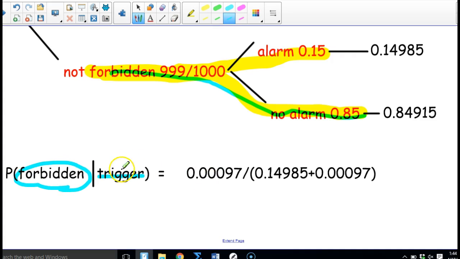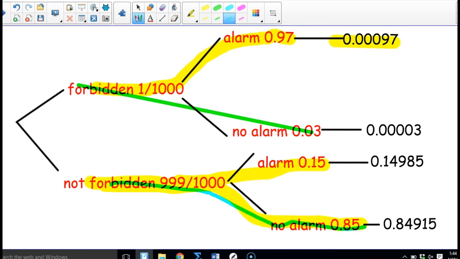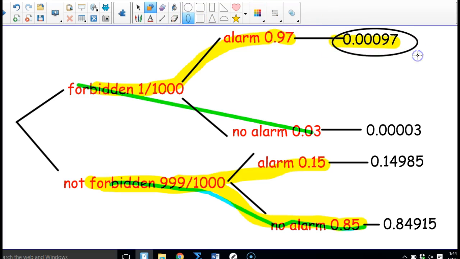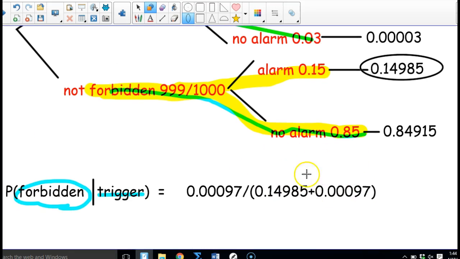What's the probability they actually have the forbidden stuff? So the trigger part, you can think of this as my denominator. I have to think of every which way that the alarm will be triggered. The alarm will be triggered in the yellow, okay? And that's my error right over here. So I'll re-highlight it or I'll circle it. I'm triggered right here at 0.00097, and the alarm also gets triggered here at 0.14985. So that's my denominator right there, and you can see, okay?